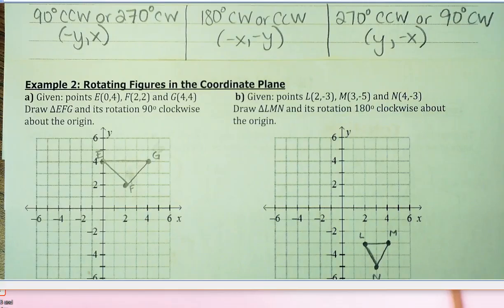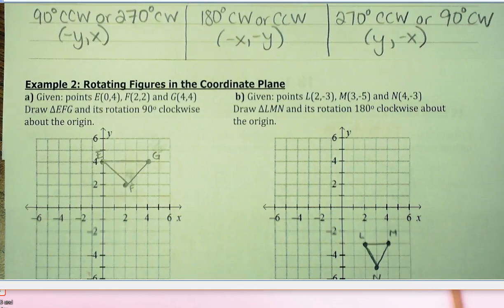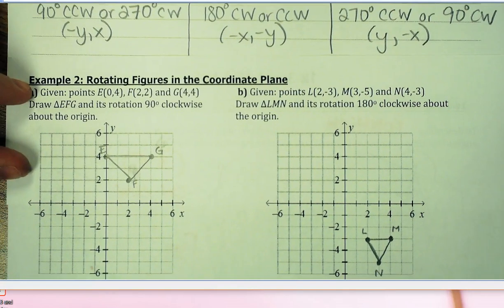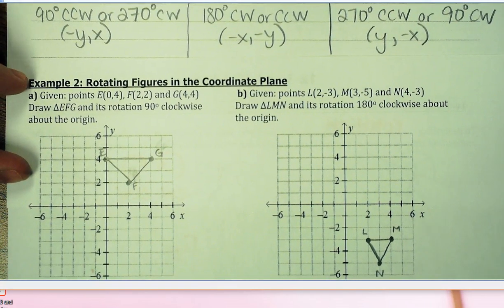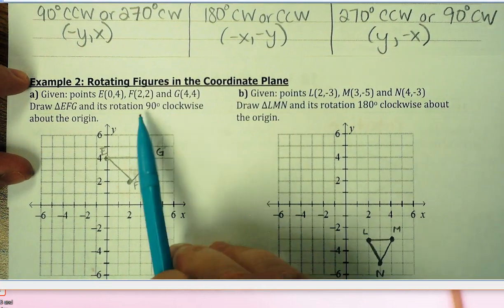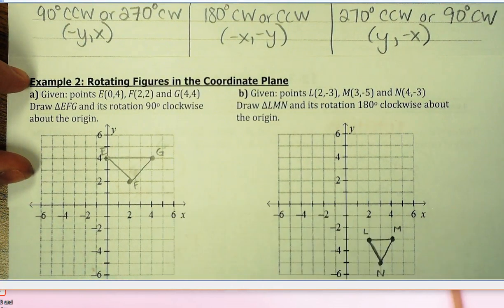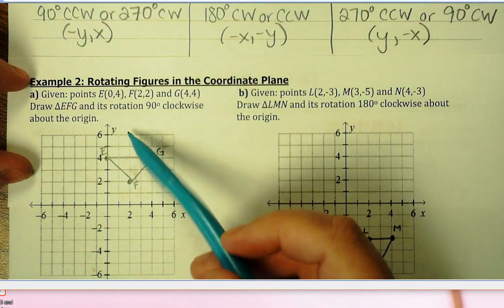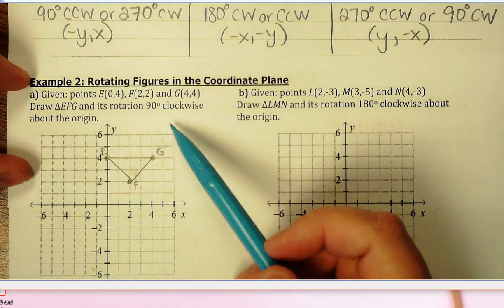Okay, so as you can see, I just copied those rotation rules right at the top of the page so I can look at them while I'm trying to rotate these figures. I have graphed two different triangles, following the points that are given, and we're going to do two different rotations as examples. I like to go through one point at a time. So this one, we're going to take the triangle EFG and rotate it 90 degrees clockwise.